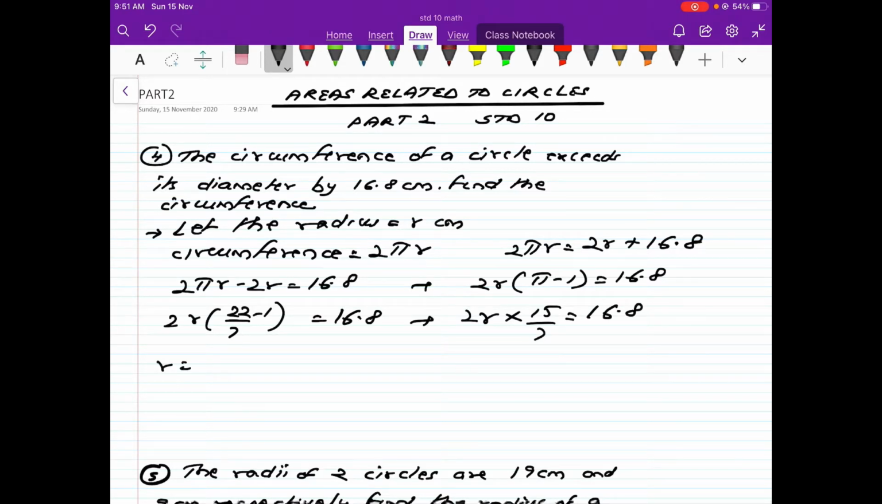So now keeping r, we will transpose everything to the other side. It will become 16.8 into 7 upon 2 into 15. So this can be done as 7 and 8, 15. Okay, so when we solve this, we are getting 3.92 centimeters as the radius. So this is the final answer.